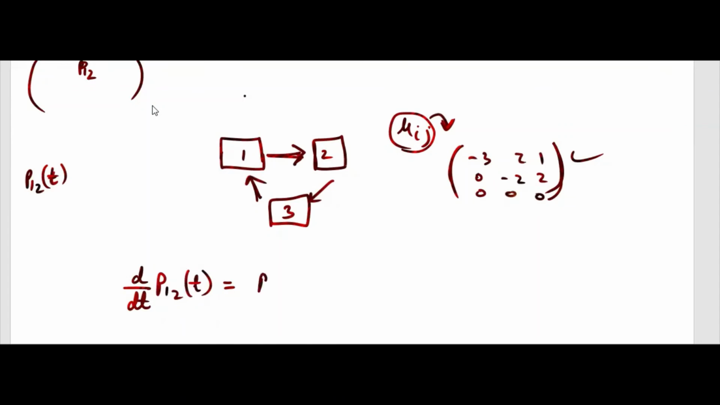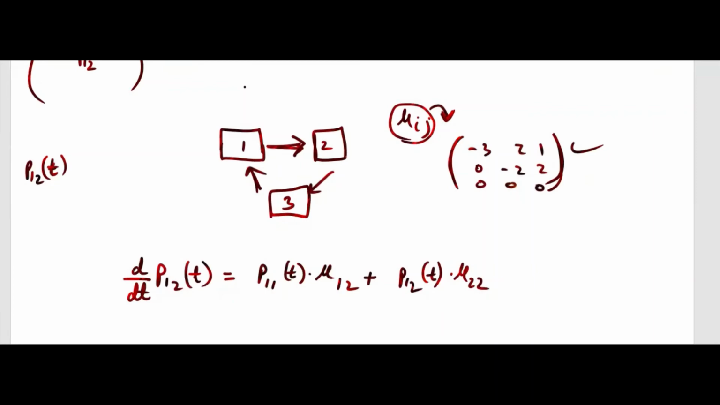Okay, so we'll write it this way. Forward means P11 T mu 12, plus the second one is P12 T and mu 22. Here mu 22 is minus 2, and mu 12 is 2. So it is 2 P11 T minus 2 P12 T. We have solved these kinds of problems already.